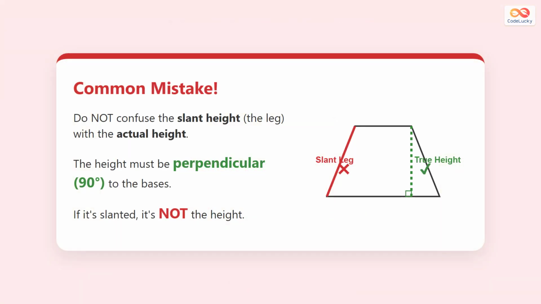Here is a very common mistake students make. Do not measure the slanted side or leg. That is not the height. The height must always form a 90-degree angle with the base. If it is leaning, do not use it for area.